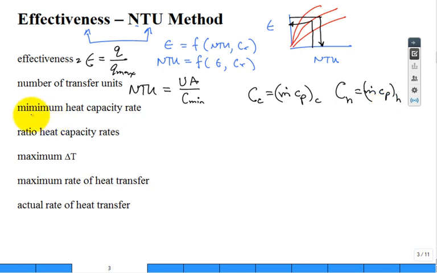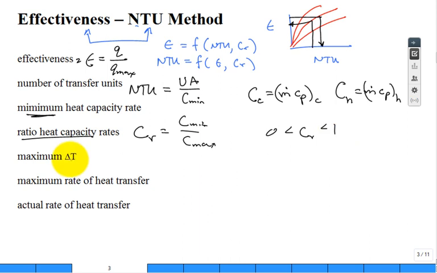Now, how do you get the minimum of them? You just take the minimum. You have two of them. Which one's larger? Which one's smaller? The smaller one is the minimum. The ratio of heat capacity rate, C sub R, is C min divided by the other C, which would be the maximum C. Now, if they have the same value, it's 1. Otherwise, it's less than 1. It only ranges between 0 and 1. It can't be greater than 1. It can't be less than 0.